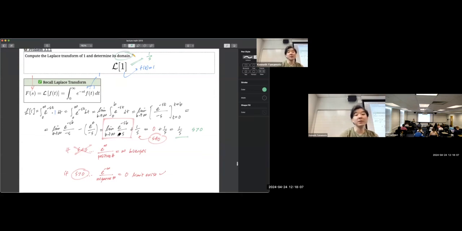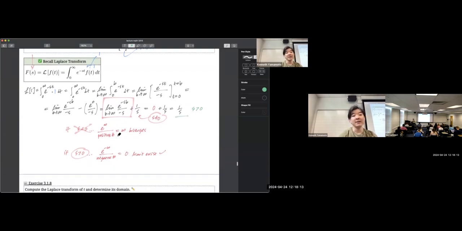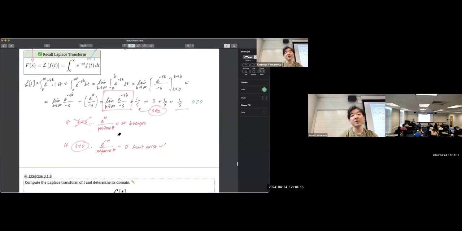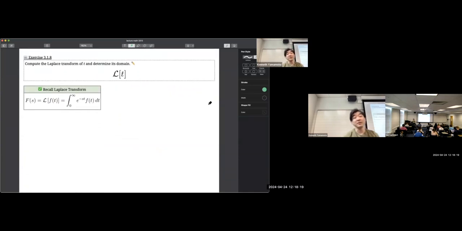So it's just calc 2. But maybe it's a little harder because there's another variable s in there that you have to think about, and try to find the domain of s that causes it to converge. Let's do the Laplace transform of t. So now our f of t is just t. This is just saying my f of t is equal to t.